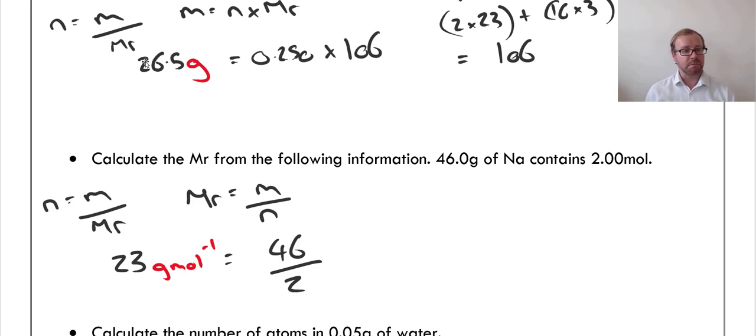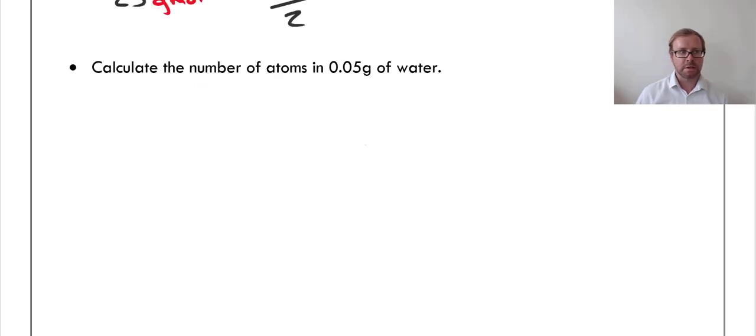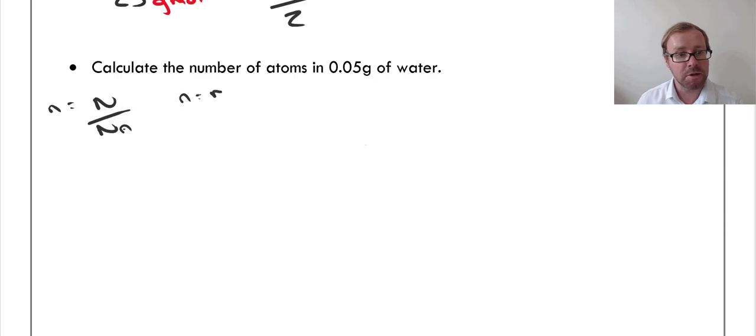Okay, so moving on. Now we have to calculate the number of atoms in 0.05 grams of water. If I calculate my number of atoms, I must be using this formula. However, I don't have a number of moles. In the question I do have a mass, my grams, and I can calculate my Mr, which must mean I can calculate my number of moles using this formula. So that's what we're going to do first.